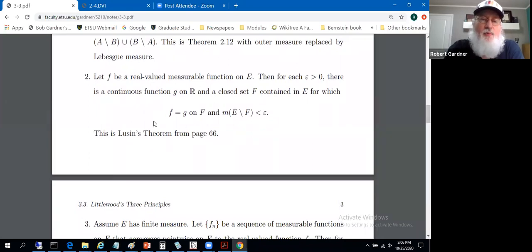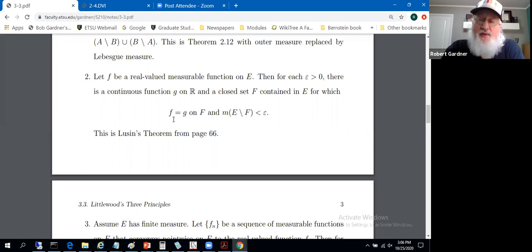The second of Littlewood's three principles is also called Lusin's theorem, and says, let f be a real valued measurable function on set E. Then for each epsilon greater than 0, there's a continuous function g on the reals, defined on all the reals, and a closed set capital F contained in E, for which function lowercase f equals that continuous function g on set capital F, and the measure of E set minus capital F is less than epsilon. So we're getting this real valued measurable function to equal a continuous function everywhere except a set of small measure.